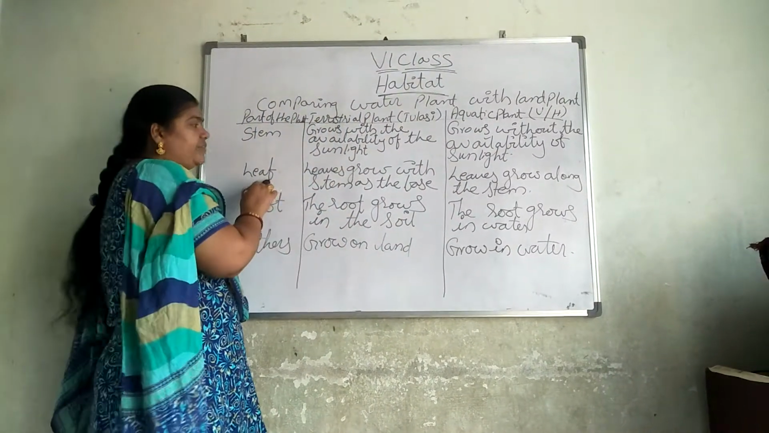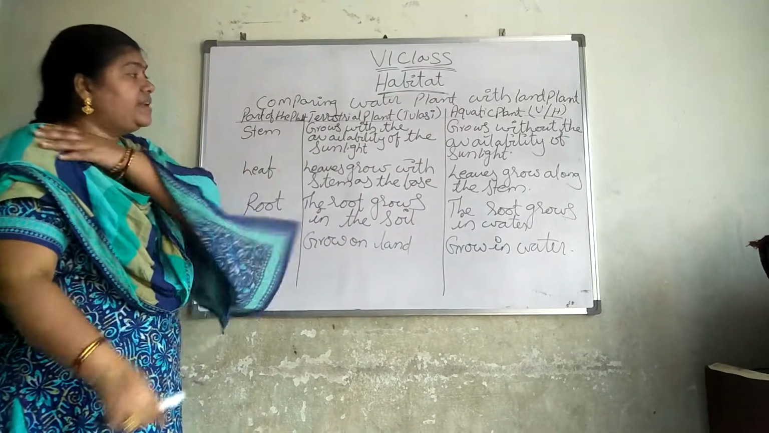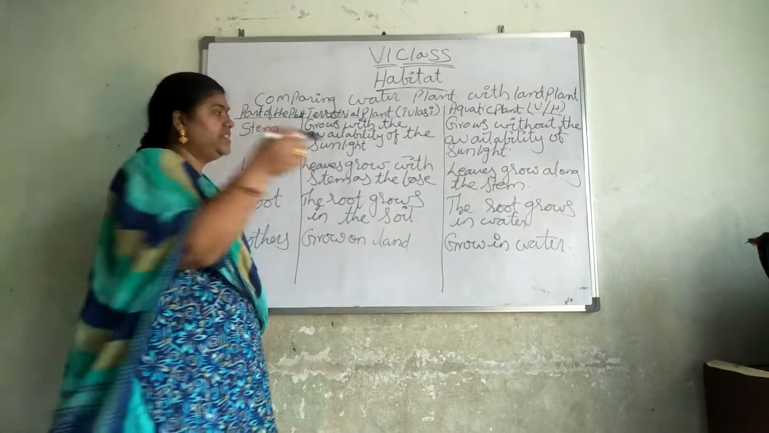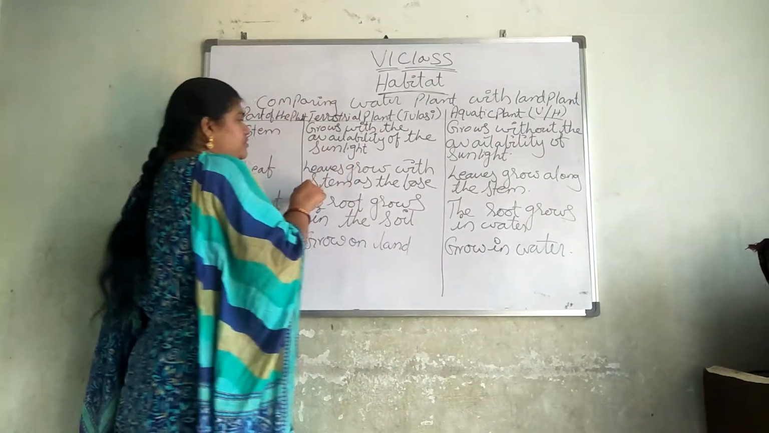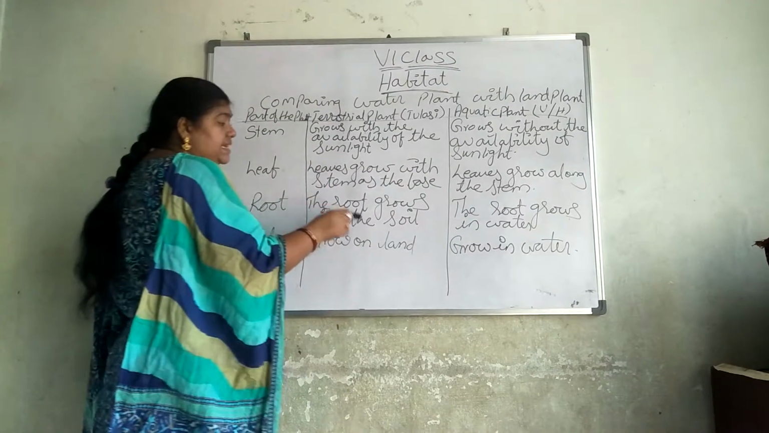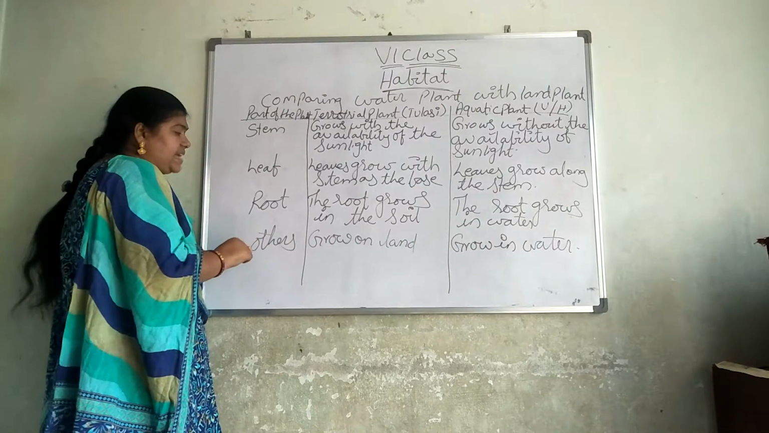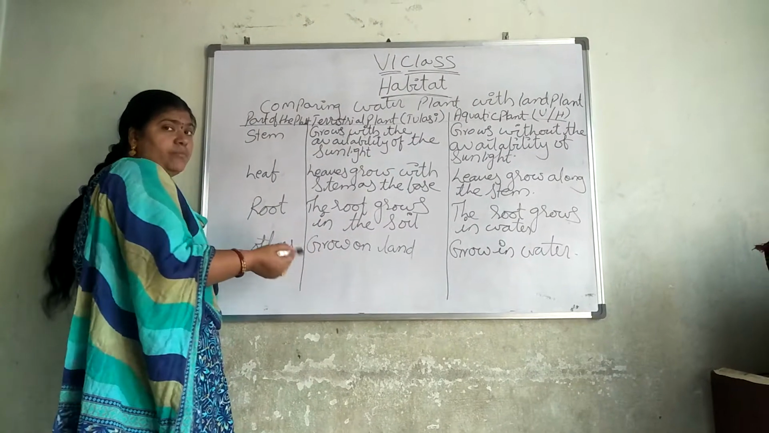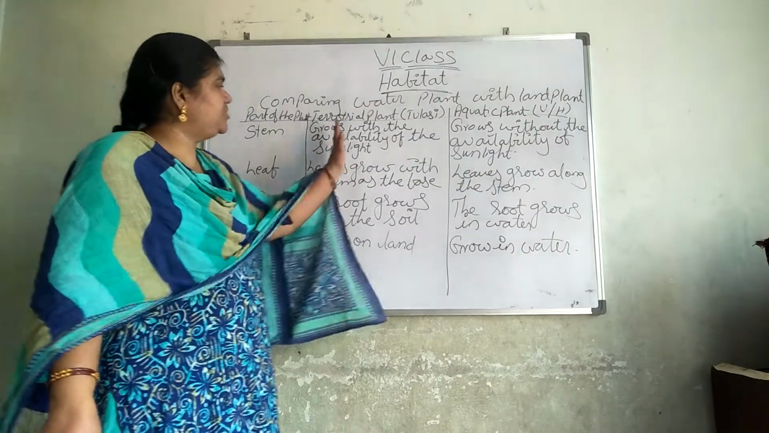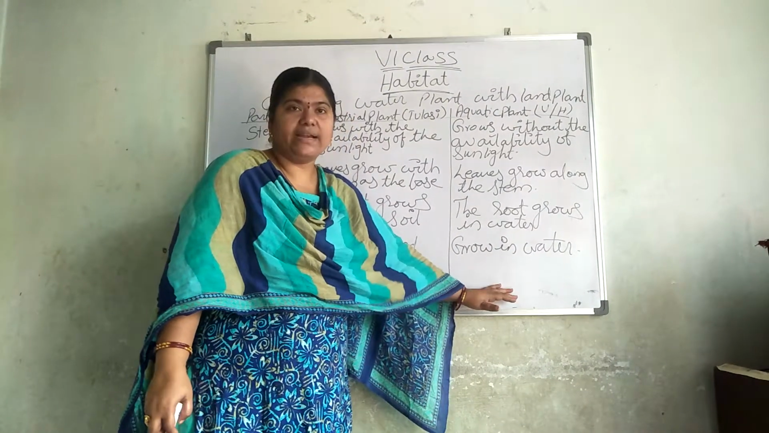Okay, next one, leaf. Leaves grow with the stem as the base. Then their leaves grow along the stem. With the stem it will grow, and here leaves grow with the stem as a base. Coming to the root, it grows in the soil; the root grows in the water. The next, others: grows on land, because of that only we are telling it as terrestrial plant; grows in water, so we are telling it as an aquatic plant.